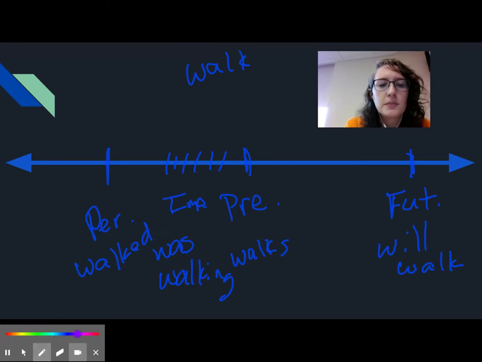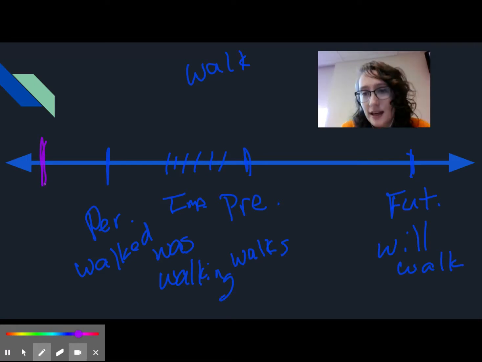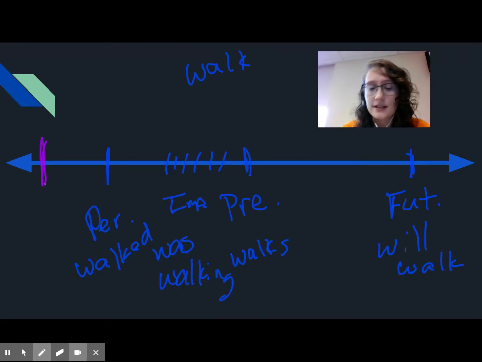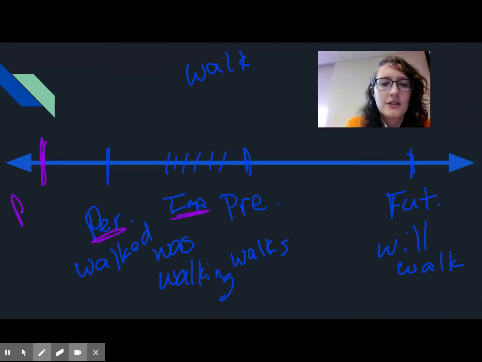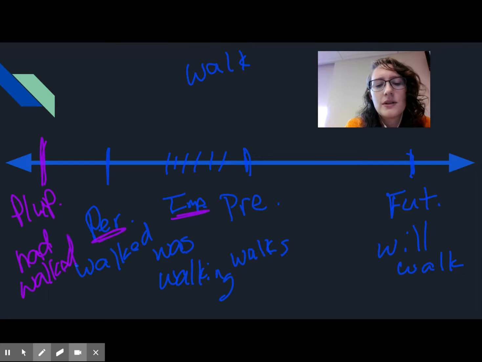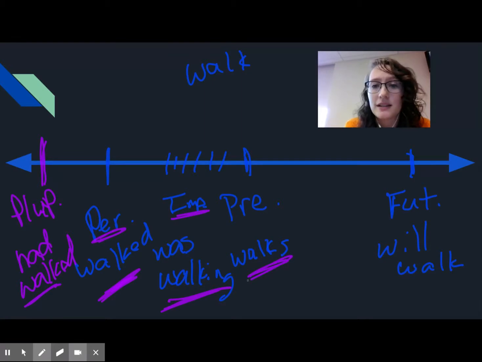Now we're going to show where this pluperfect is on this timeline. We said that the pluperfect happened before other past tense verbs. So it's going to come way before the imperfect and way before the perfect. It's going to be the first thing. The pluperfect would go right here. And this would be said as had walked. So we see we have 5 different tenses here. We have had walked, which is the pluperfect, walked, which is the perfect, was walking, which is the imperfect, walks or is walking in the present, and will walk in the future.